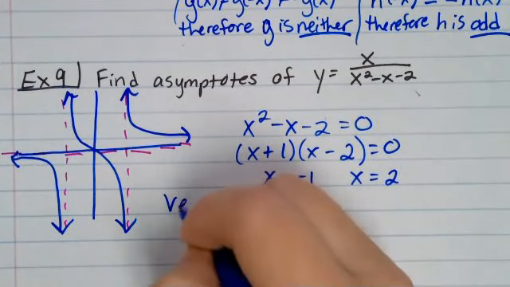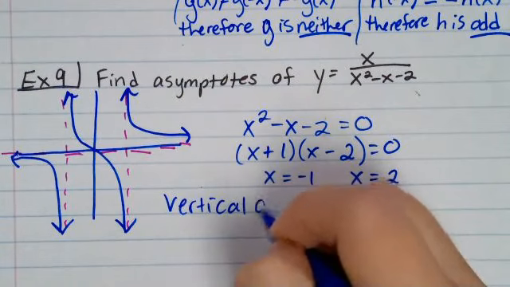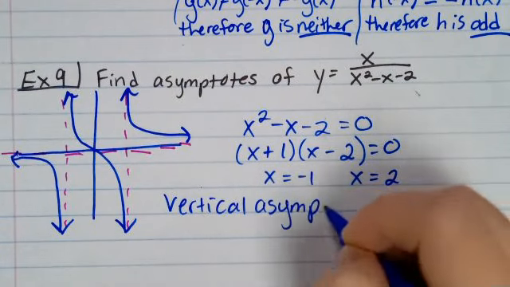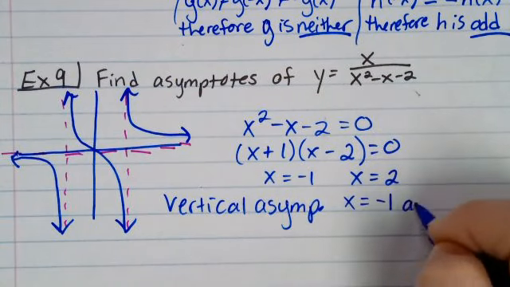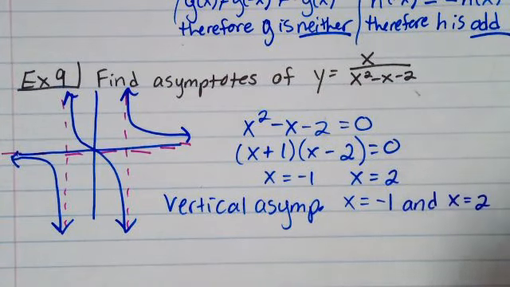So my vertical asymptotes, I'm just going to abbreviate there, but that's going to be at x equals negative 1 and x equals 2. Those are these values that it's reaching.